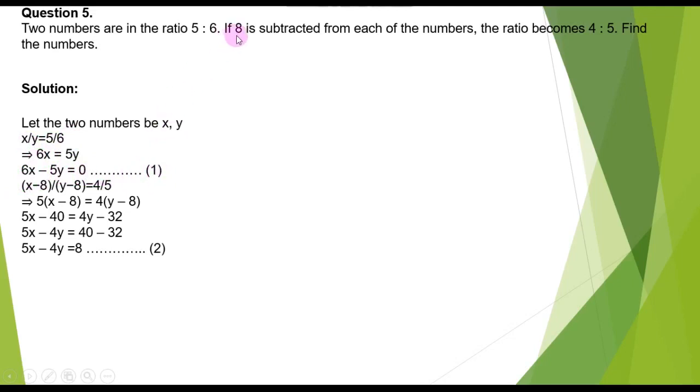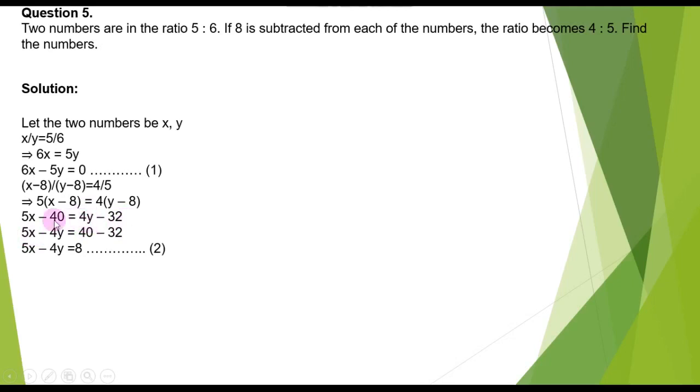Now if 8 is subtracted from each of the numbers, so x by y here we have. So we should subtract 8 from both numerator and denominator. So x minus 8 by y minus 8 equal to 4 by 5, as the ratio becomes 4:5. Move this 5 to the left side numerator. So 5 into x minus 8 equal to, move this y minus 8 to the right side numerator, 4 into y minus 8. So multiply: 5x minus 40 equal to 4y minus 32.